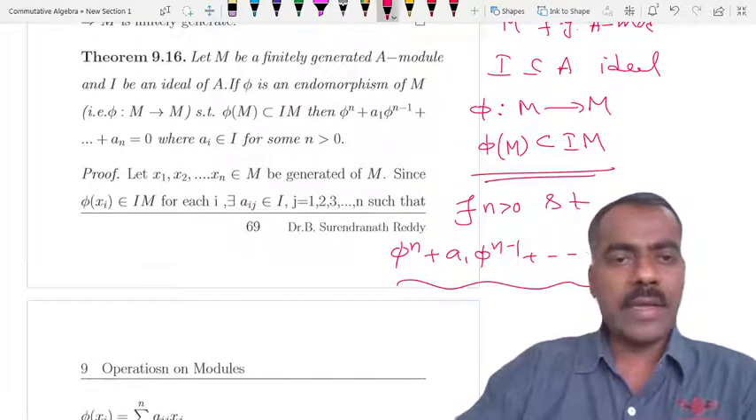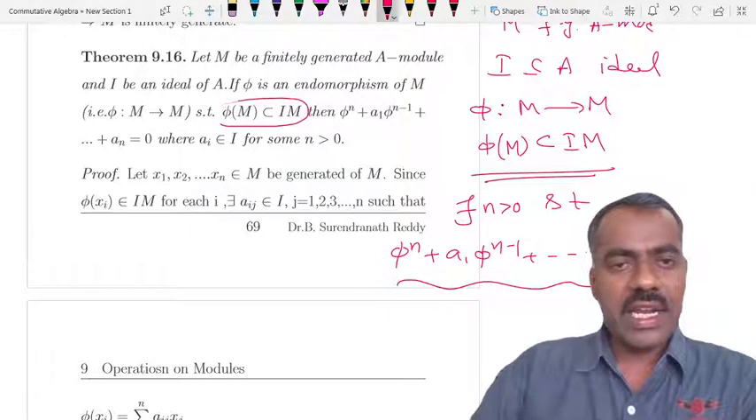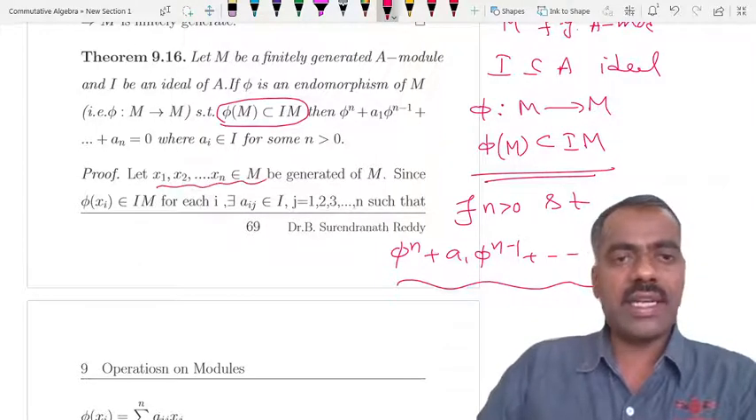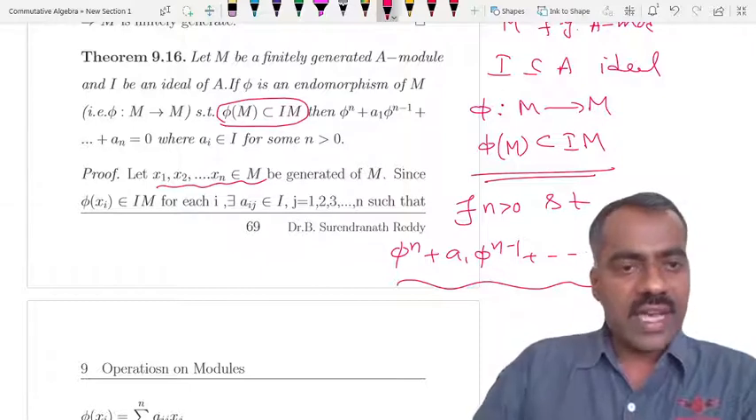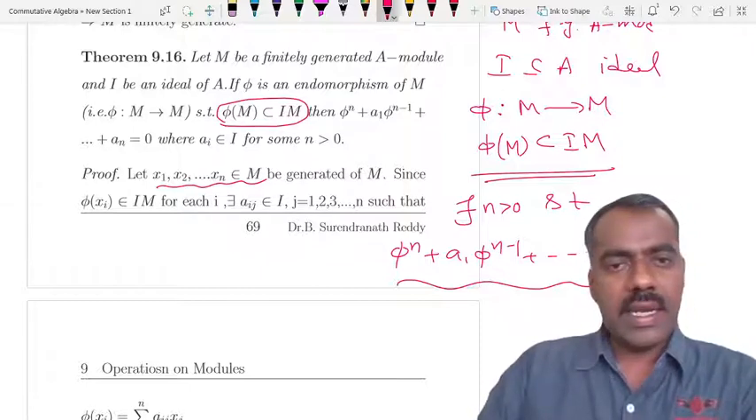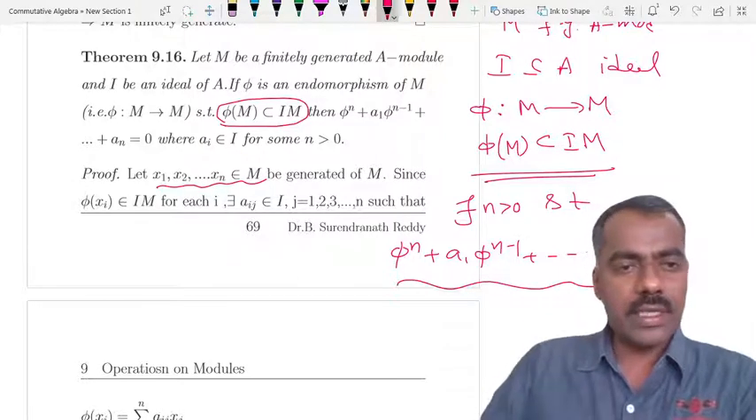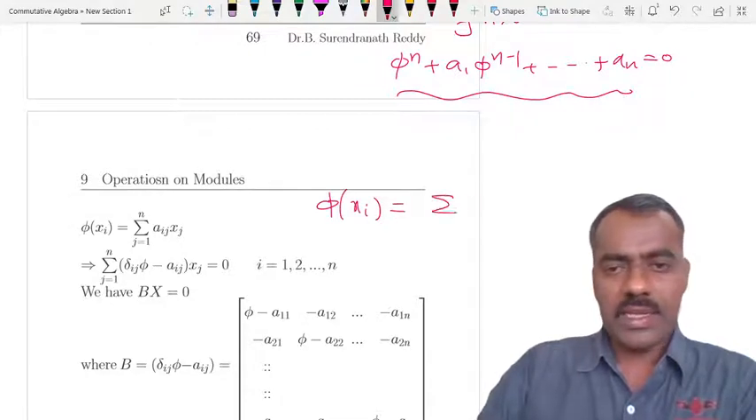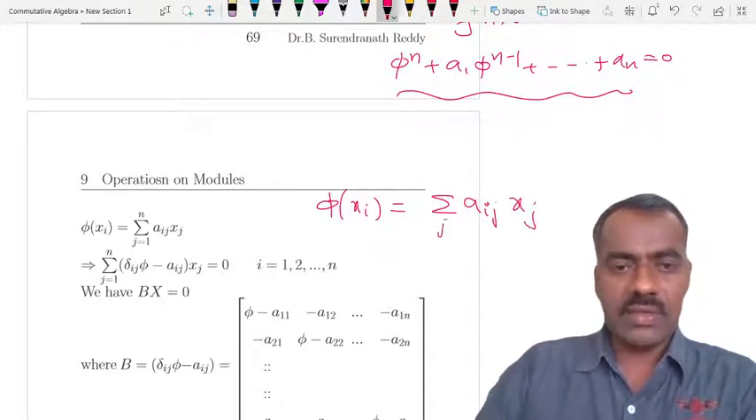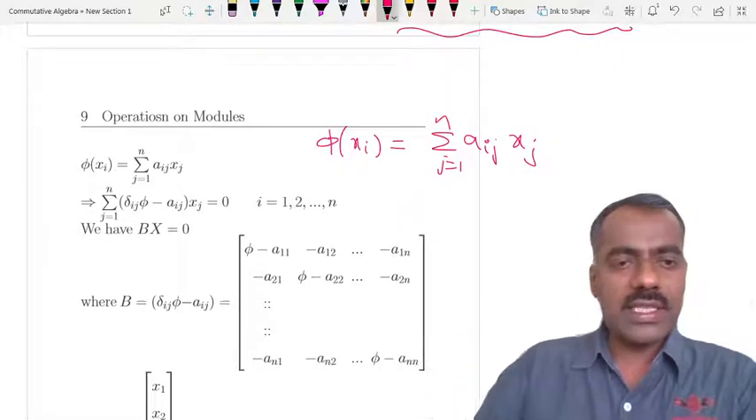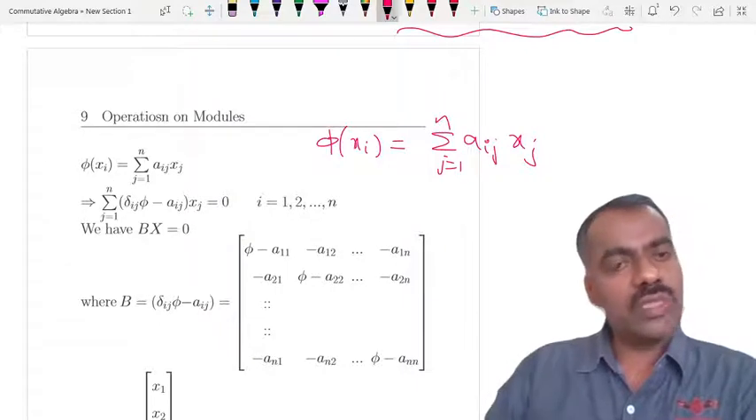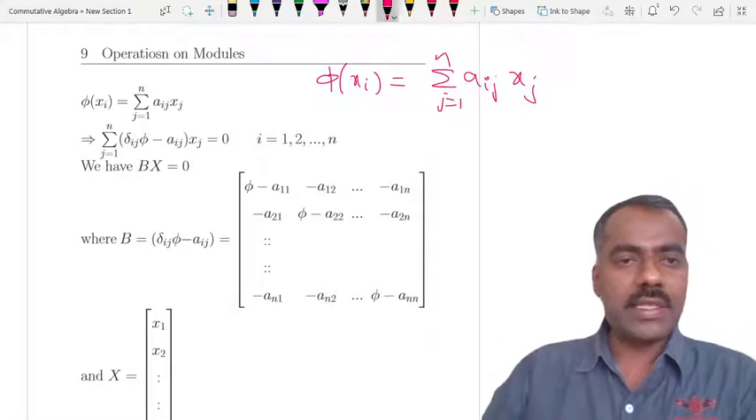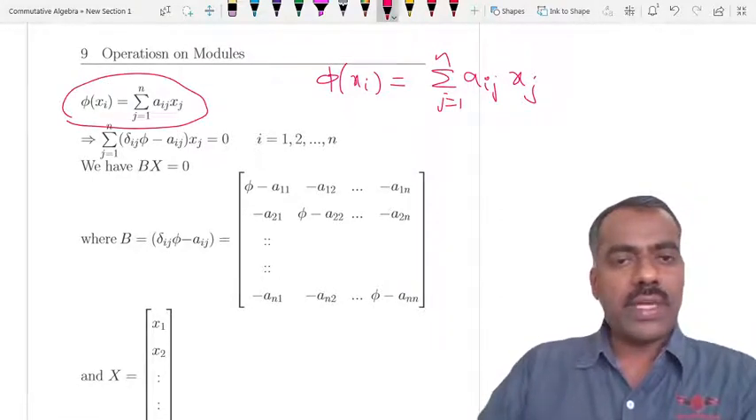The proof is not at all difficult. We have to use the fact that phi of M is contained in IM. So if you take any x in M, because M is finitely generated, then x1, x2, ..., xn is a generating set. Each phi of xi belongs to IM, and any element here can be written as a finite linear combination. So each phi of xi can be written as the summation of aij xj, j from 1 to n. Then using this delta ij, which is 1 if i is equal to j and 0 if i is not equal to j, you can simply write this expression as the summation over j from 1 to n of delta ij phi.